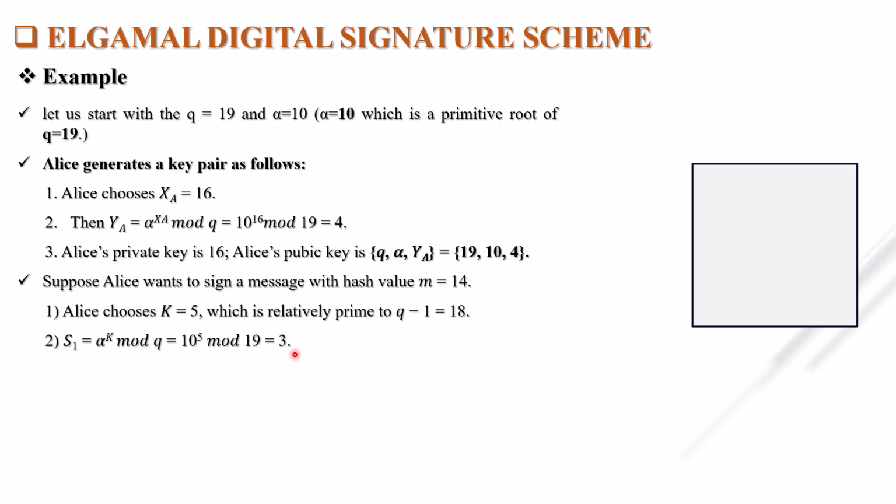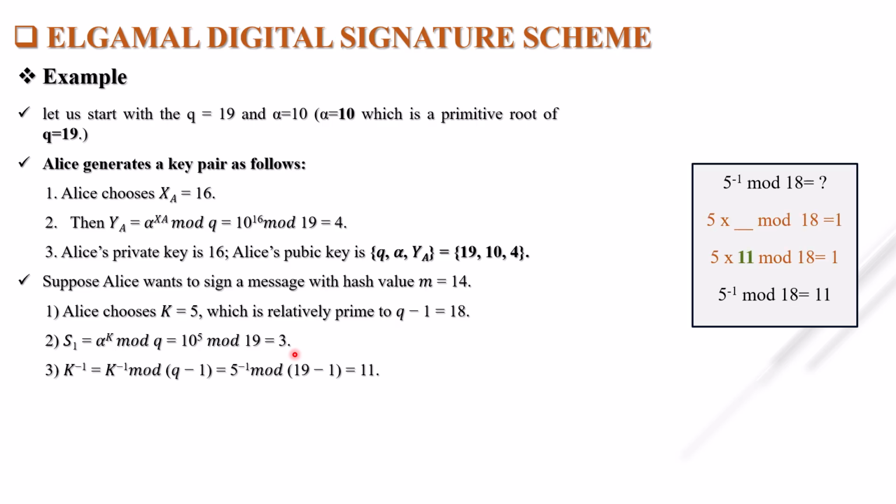Now for signature 2, we must first compute k inverse. So k inverse is somewhat difficult. So how to calculate k inverse? Suppose the value of k is 5. So 5 inverse mod 18 we have to find. If you want to find 5 inverse mod 18, you must find a number which multiplied by 5, mod 18, must be 1.